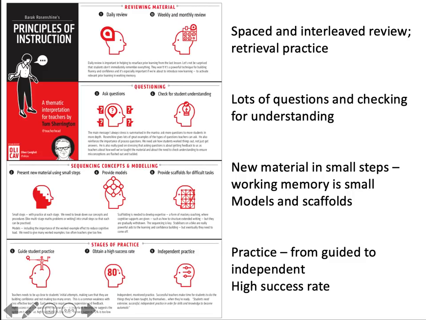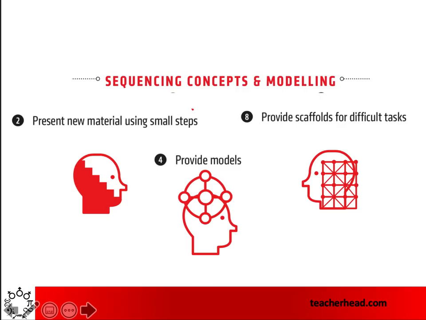Okay, so to continue our process through the Rosenshine Principles in Action Masterclass, I'm going to now focus on the section, the strand sequencing, concepts and modelling. So this is where I'm looking together the principles where Rosenshine suggests effective teachers know how to present new material using small steps. They provide models for what success will look like and for how to do things. And they'll provide scaffolds to allow students to access higher levels of achievement in various different forms.